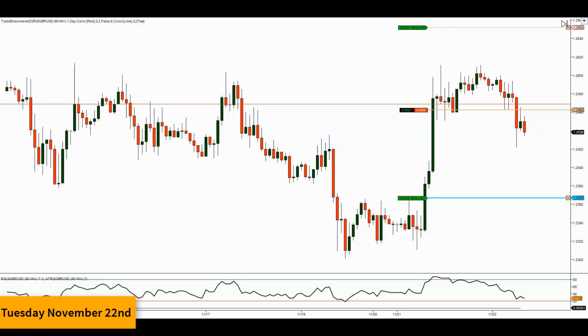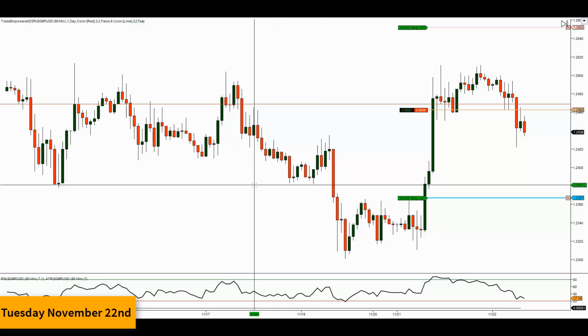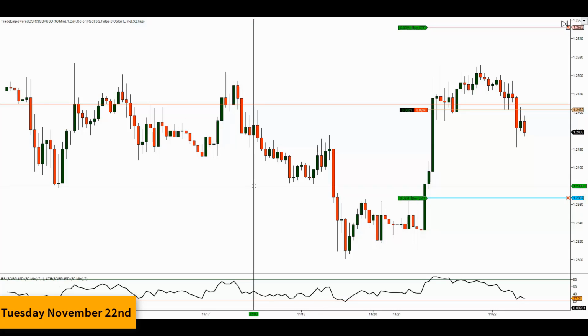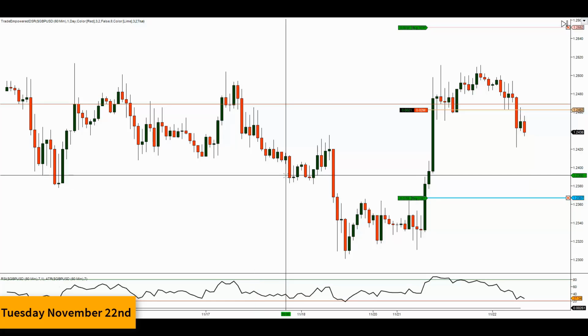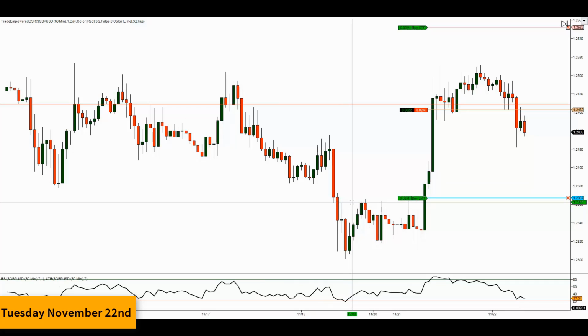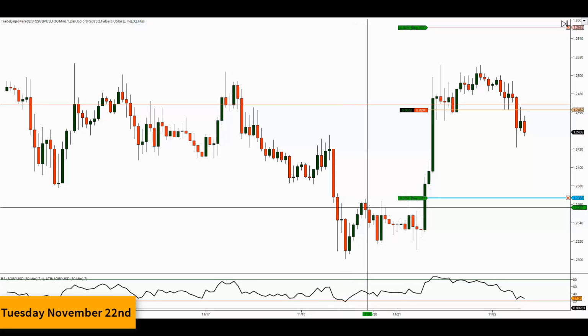We have a lot of structure to get through. We've got support right in here, which we're testing. We're going to have a little bit more right below the 124, about 123.80. So it's not going to be a clean ride down to targets, but I am looking for first targets right down here, as mentioned in yesterday's video.